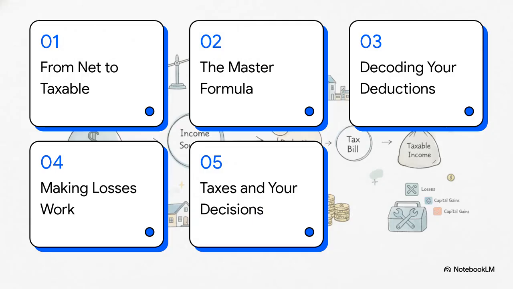Okay, so here's how we're going to break it down. First, we'll nail down that difference between net and taxable income. Then, I'll show you the master formula that connects them. After that, we'll decode the deductions you can use. And this is the fun part. We'll see how to make financial losses actually work for you. And finally, we'll tie it all together into your overall financial strategy.